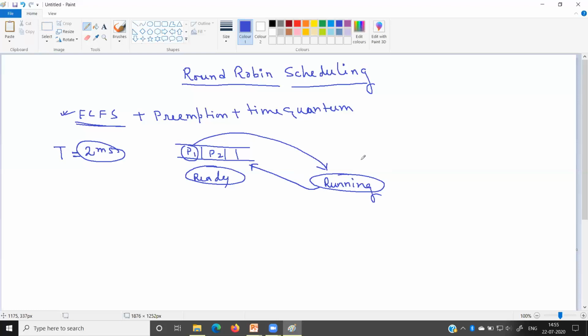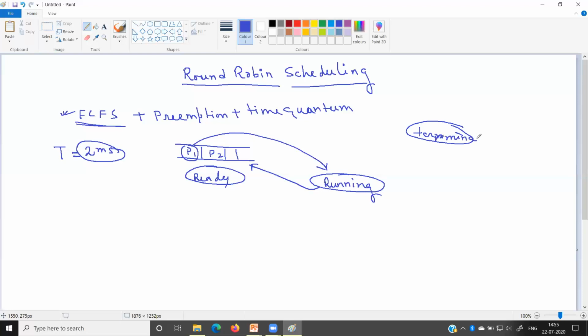Okay. Now, if the duration of the process, that means the execution time of the process, is less than the time quantum, in that case the process will complete its execution within that time, and it will change its state from running state to terminate state. Fine. So there is the state terminate.